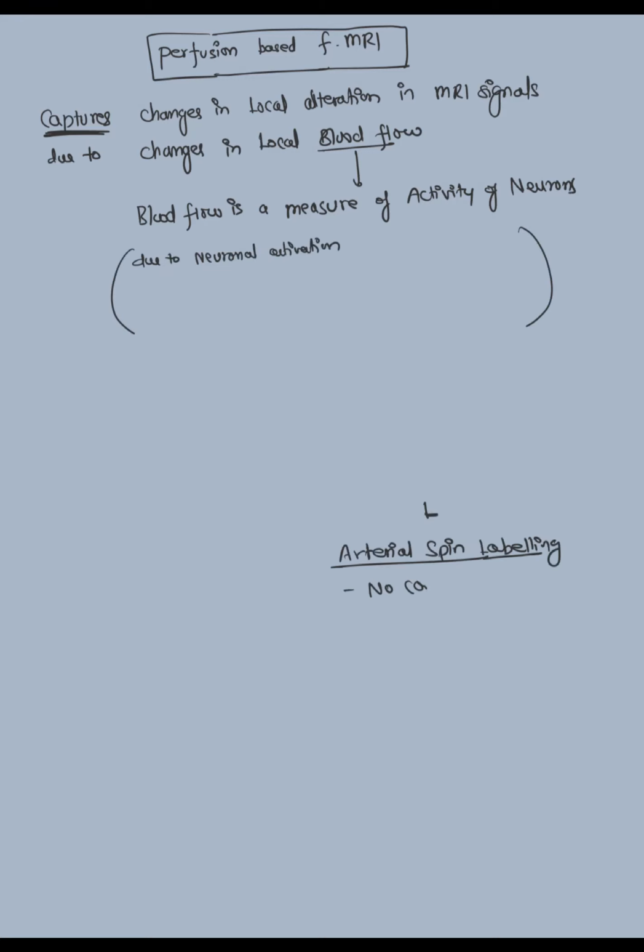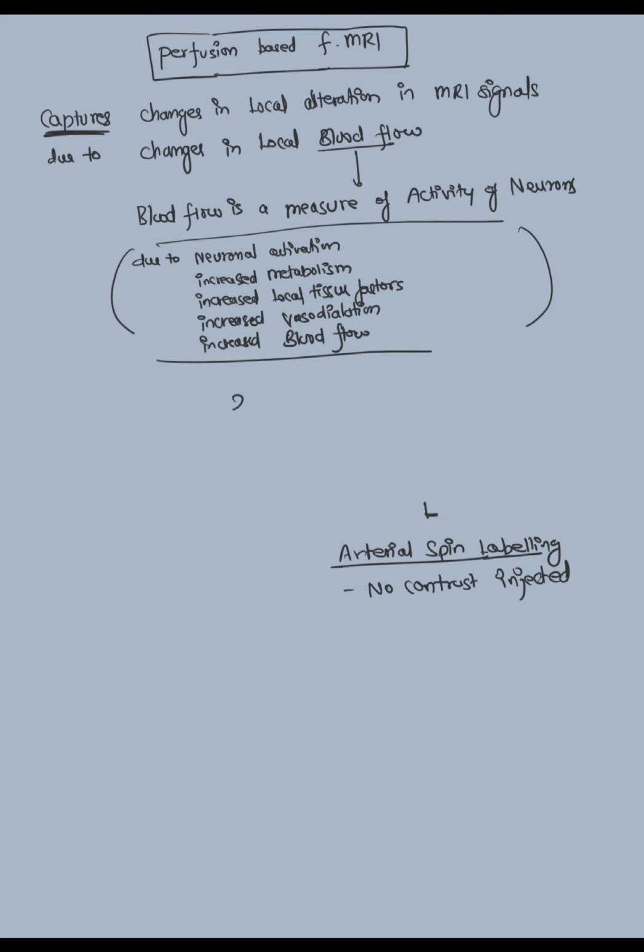So due to the neuronal activation, there is an increased metabolism, which increases the local tissue factors and which increases the vasodilatation and increases the blood flow of that area. So the blood flow is changed based on the activation of neurons. So that will alter the MRI signals, so that will be captured.